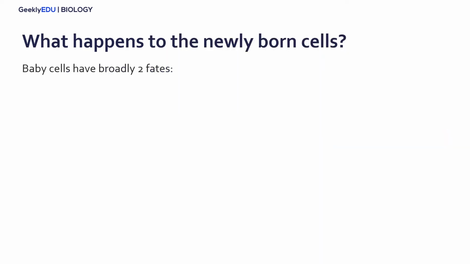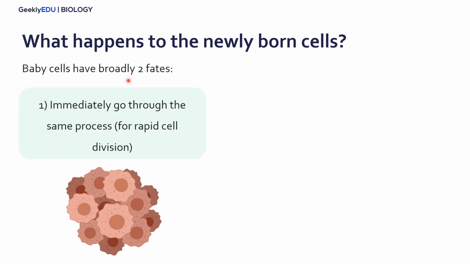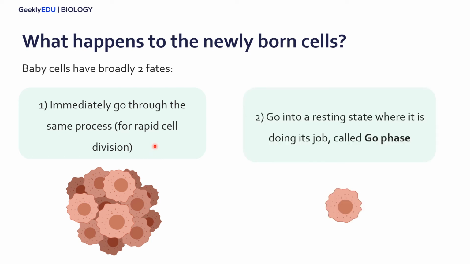So what happens to the two daughter cells at the end of the M phase? They broadly have two different fates. They can firstly just immediately go through the whole process again. So this is for when we may need rapid cell division. And then it can also go into a resting state where this cell is simply just doing its function, and this is called the G0 phase.